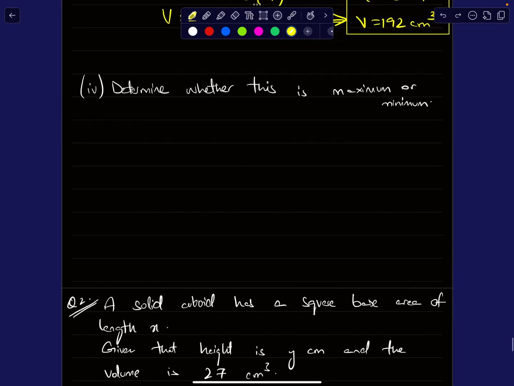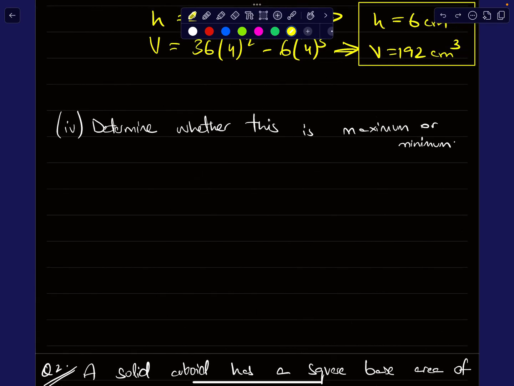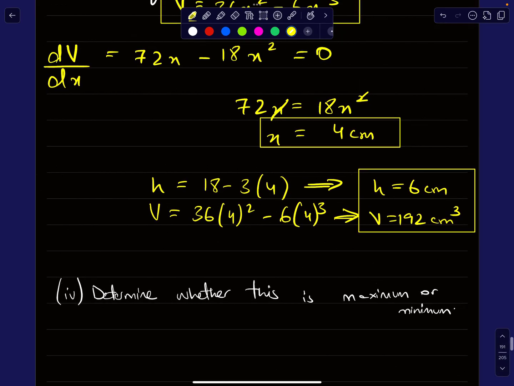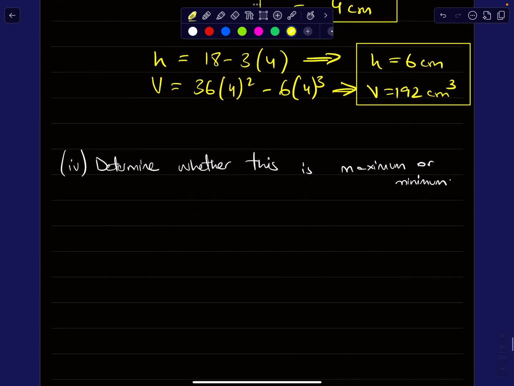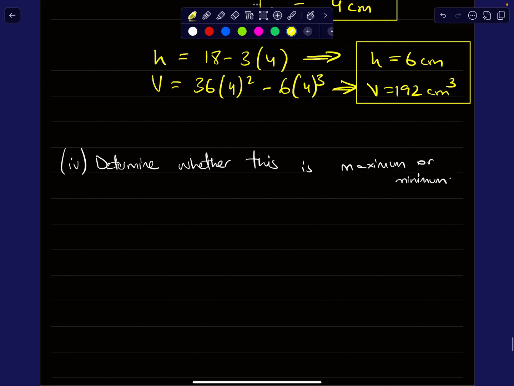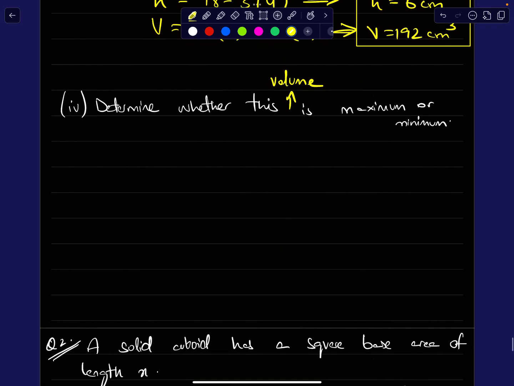Moving on to the last and final part of this question. The topic is called maxima minima, which indicates maximum or minimum. So we are asked to determine whether this value of volume is maximum or minimum. This volume. I missed volume. Please correct that.